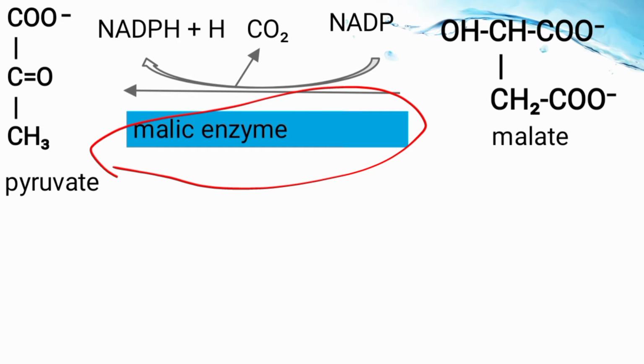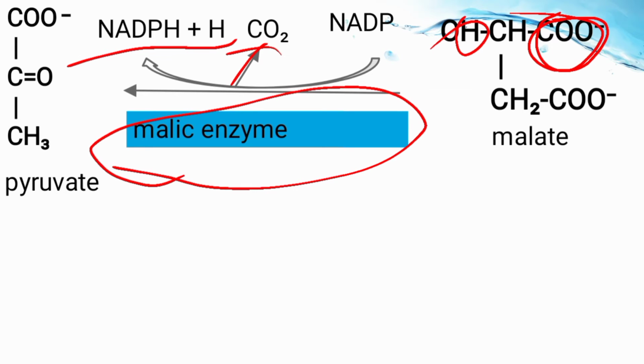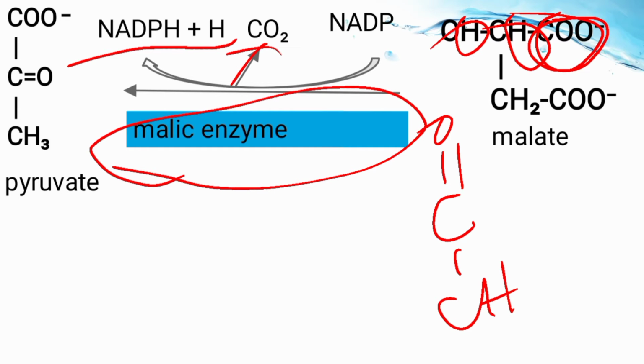This malic enzyme is NADP dependent. What it does is remove carbon dioxide from malate, converting malate to pyruvate. Then it removes hydrogens too. So it removes carbon dioxide and hydrogens. If you remove them, what do you think you have? You have C double bond O, CH2, COO, right? That's how the structure is supposed to be, not like this.